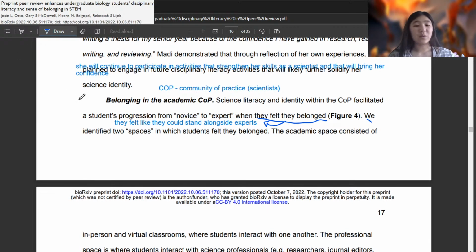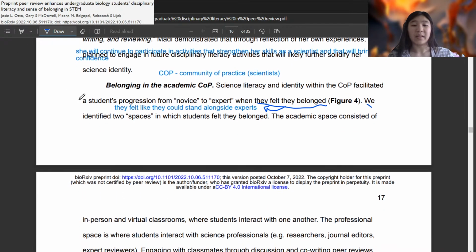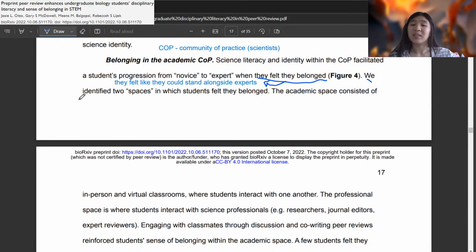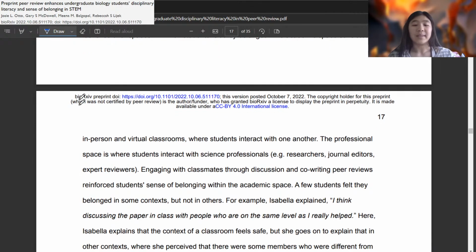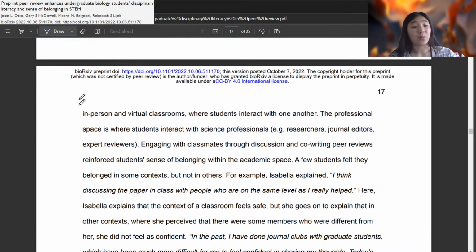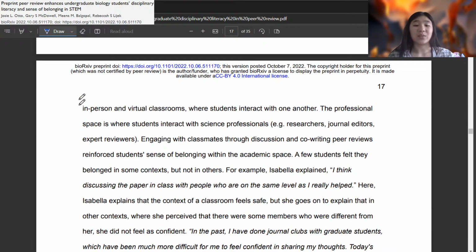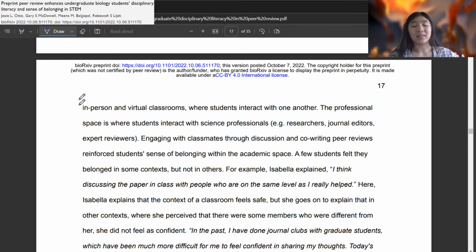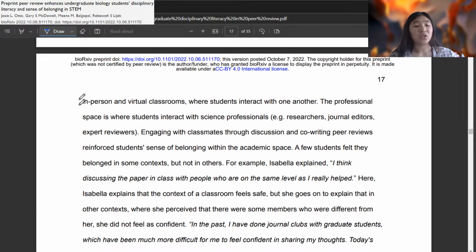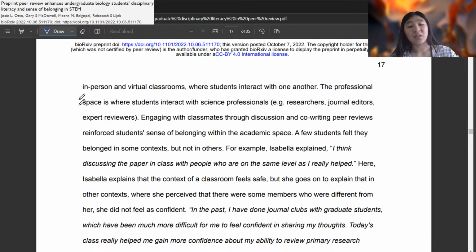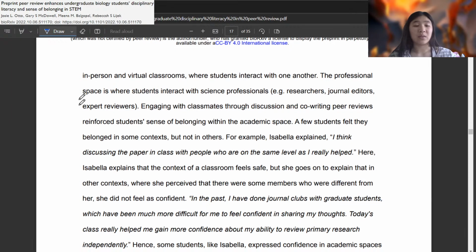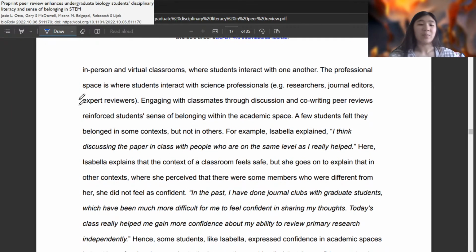So we identified two spaces in which students felt like they belonged. The academic space consisted of in-person and virtual classrooms where students interacted with one another. The professional space is where students interact with science professionals, e.g. researchers, journal editors, and expert reviewers. Engaging with classmates through discussion and co-writing peer reviews reinforced students' sense of belonging. That's good. Within the academic space, so within school.